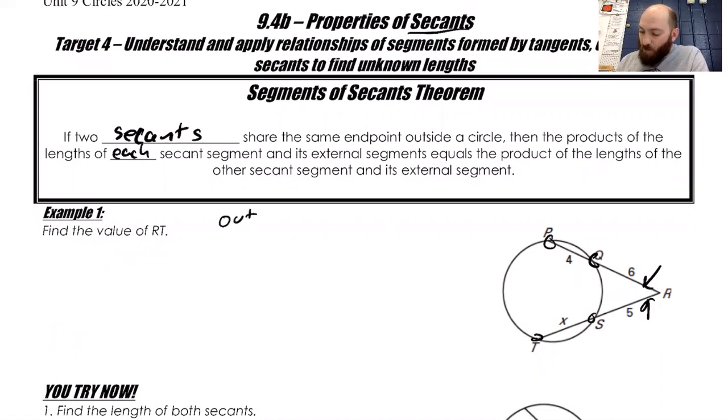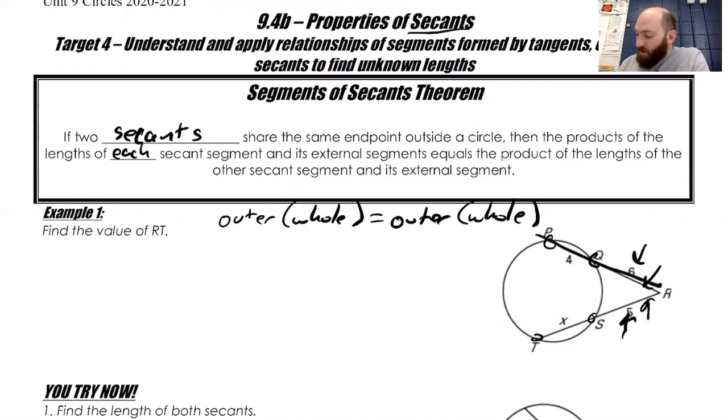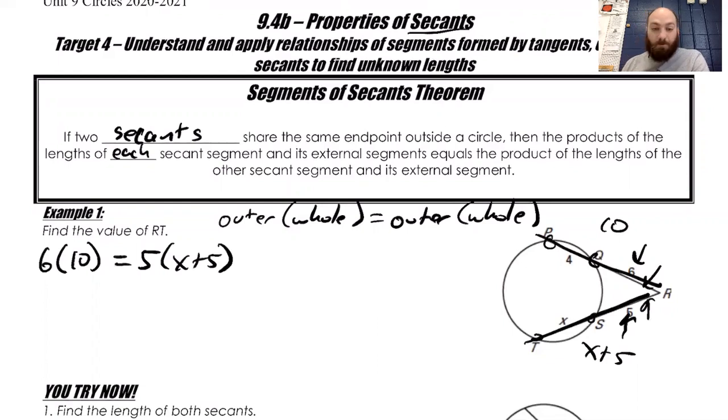Basically, you're going to take the outer piece times the whole segment, and that's going to equal the outer piece times the whole segment. That's the easiest way to simplify this. So here are my outer pieces, the 5 and the 6. The whole thing is 10. This whole thing is x plus 5. So I've got 6 times the whole thing, 10, is equal to 5 times the whole thing, x plus 5.